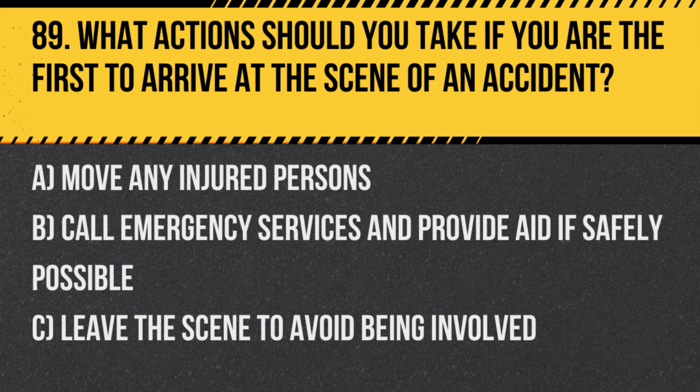Question 89. What actions should you take if you were the first to arrive at the scene of an accident? A. Move any injured persons. B. Call emergency services and provide aid if safely possible. C. Leave the scene to avoid being involved. Answer: B. Call emergency services and provide aid if safely possible. It's important to ensure the safety of the scene and help injured parties within your capability.